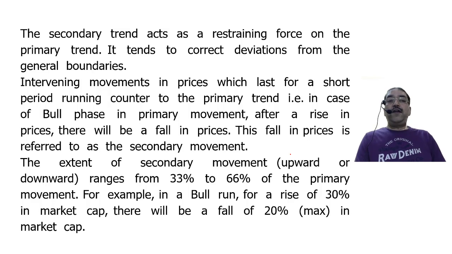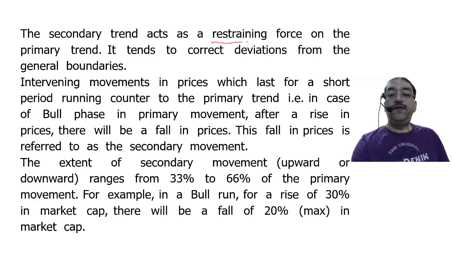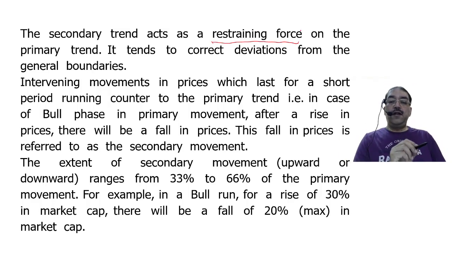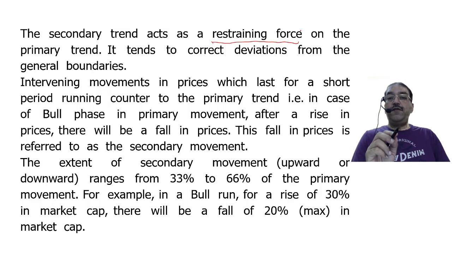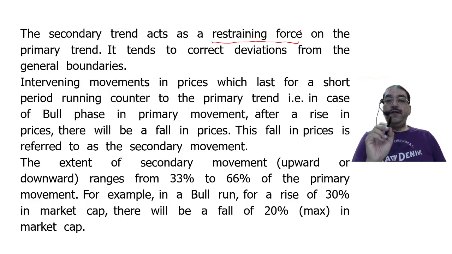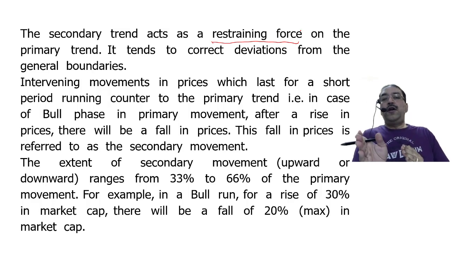The secondary trend acts as a restraining force. I'm using the word restraining force here. This is also given in your study material, the PDF that I've given to you. If you open that, you will find these terms used: restraining force, restricting. As I told you, the first day it is increasing by 20, the second day by another 10 rupees, the third day by 15 rupees, the fourth day it is falling by 5 rupees. So it has been restricted. Up, up, up, small down. A restraining force on the primary trend.